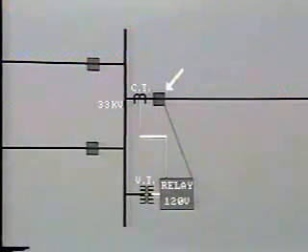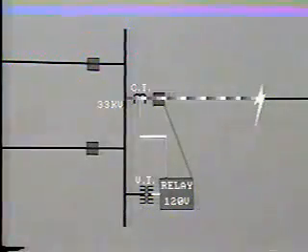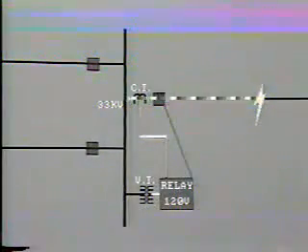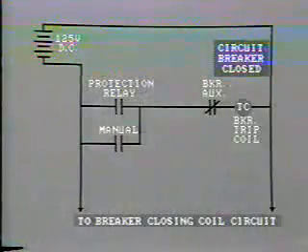This circuit breaker is located in the line, that is, the protected circuit. Let's suppose that a high magnitude fault occurs on the line at this point. The relay will detect the intolerably high current and send a tripping signal to open the circuit breaker. Let's look at this tripping circuit.